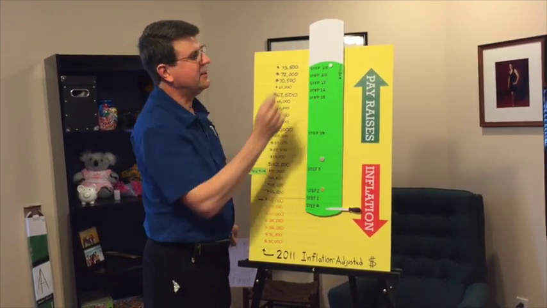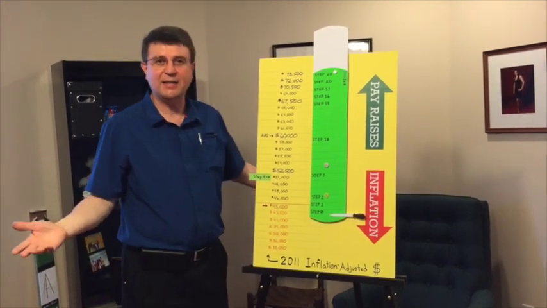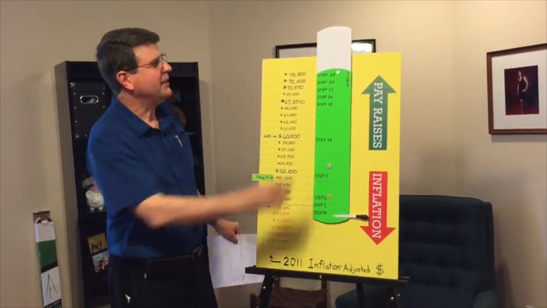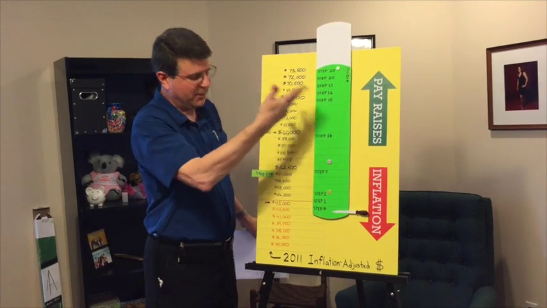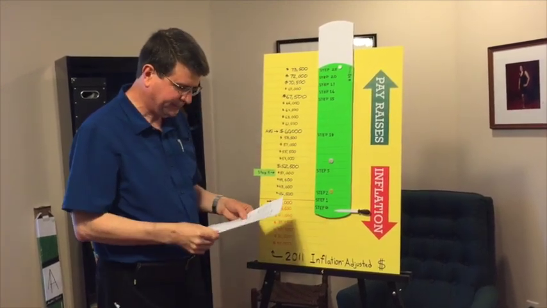And this individual up here is at the top and there are no more steps. So that individual has just lost buying power and there are no steps to make up for it.